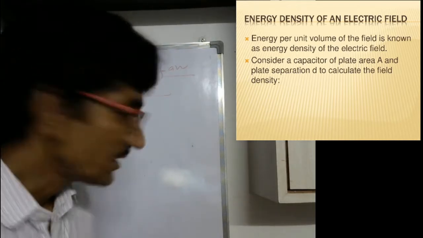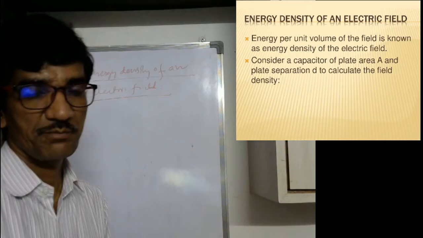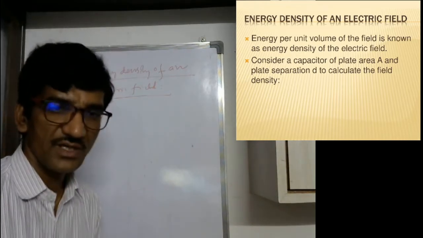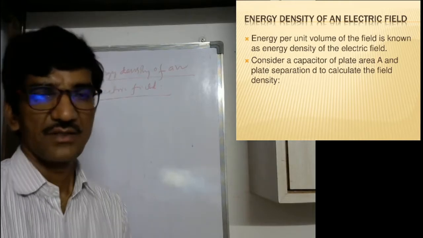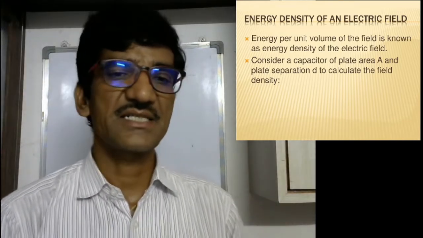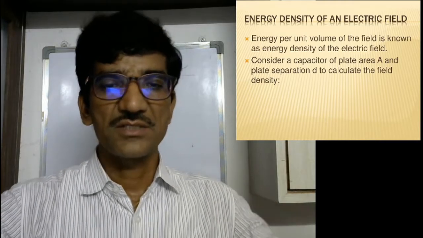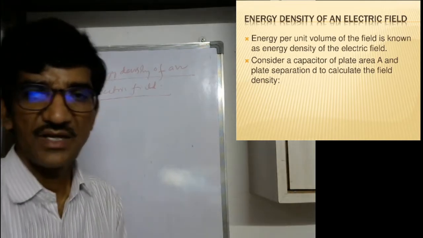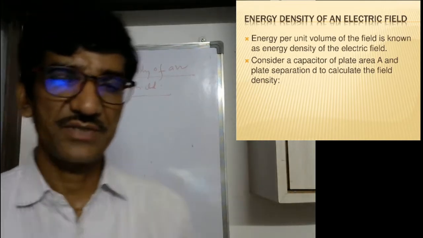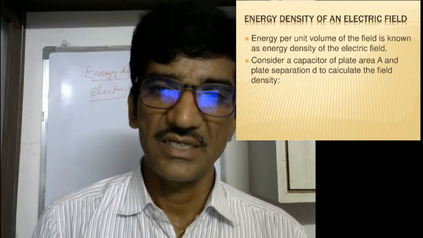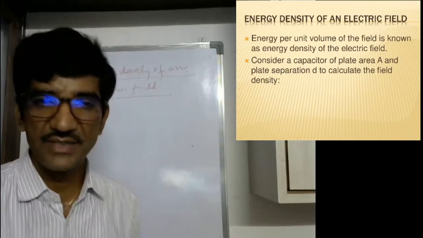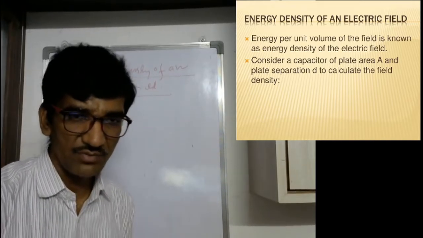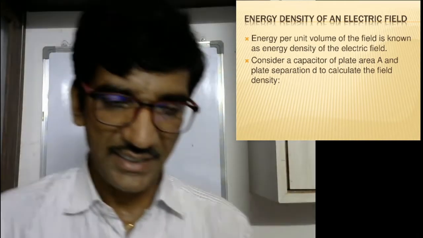Energy density is nothing but the energy per unit volume of the space. That will give you the energy density of the field, which is spreading all over the space at a place. Now let us try to calculate the general formula for the energy density of an electric field. For that we have to build up one problem. We have to consider a case.